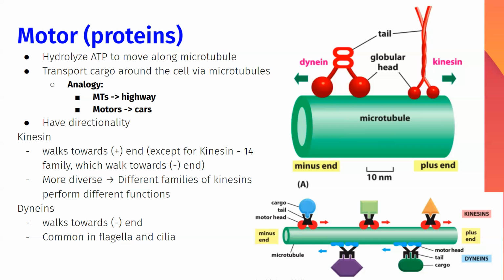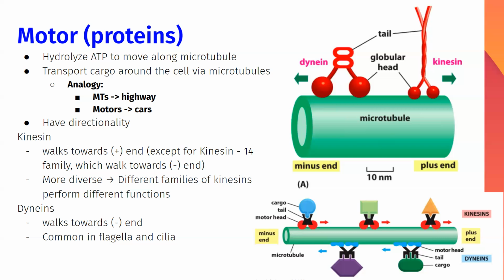Okay, so motors. People have a really hard time with motors. I think they're really cool, but it might take a little practice to visualize. The analogy that Laura uses is that motors are like cars on the highway that is the microtubule, and they can be used to transport things. They can be used to attach to two microtubules and pull them relative to each other. And they all have directionality. Some of them will walk towards the plus end of the microtubule and some of them will walk towards the minus end. Our kinesins, they are the ones that look like they have feet.